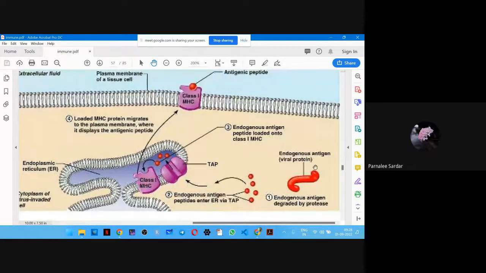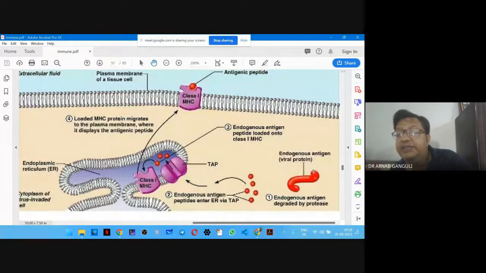Yes, sir. Okay, this is endogenous antigen. This is a viral protein, which some virus has infected. This viral protein has come inside. This is degraded by protease. This is processed in class MHC1 inside the endoplasmic reticulum, and class MHC1 is expressed on the plasma membrane.